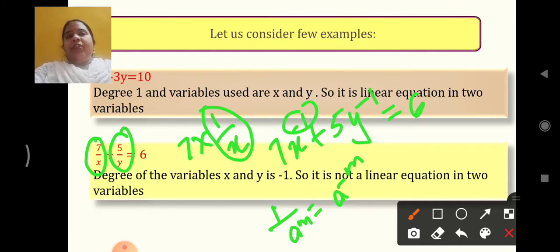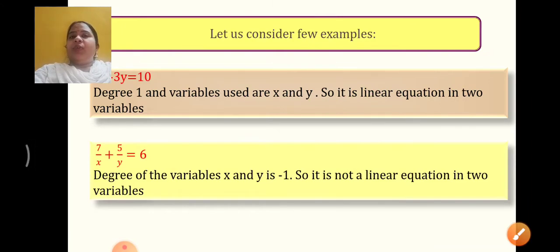Now look at the degree of this. It is minus 1. Degree of the variables x and y is minus 1. So is it a linear equation in two variables? No. So we will conclude that it is not a linear equation in two variables. I hope you have understood this. Such type of questions can be asked in the exam for 2 marks, where you need to find out and justify yourself why it is a linear equation or why it is not a linear equation in two variables.